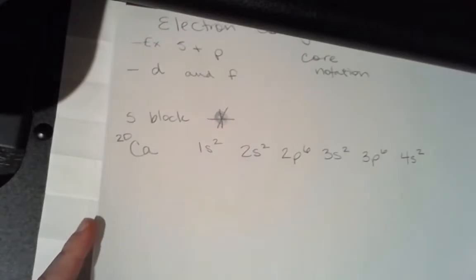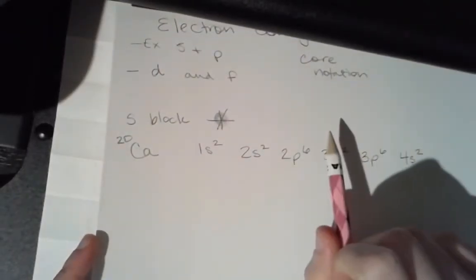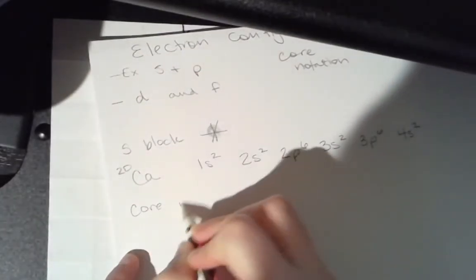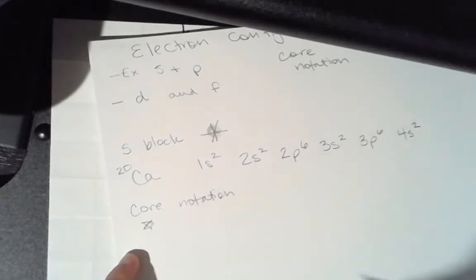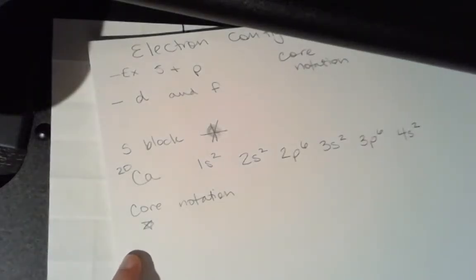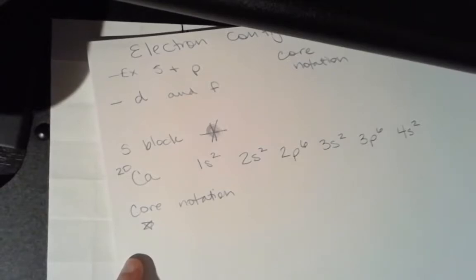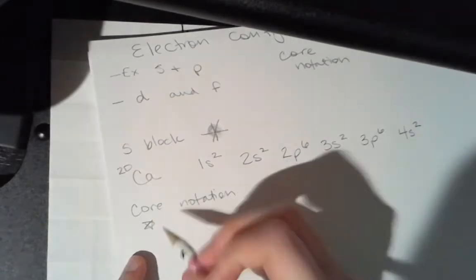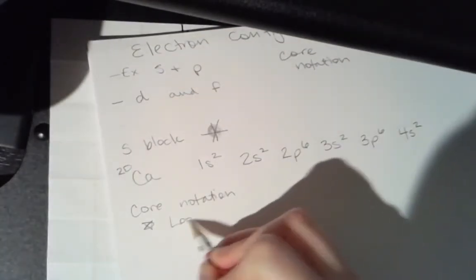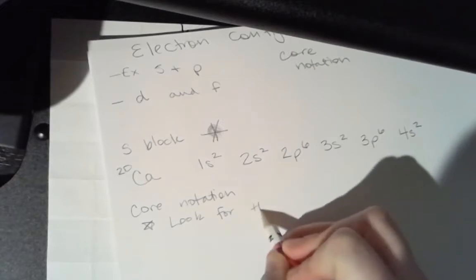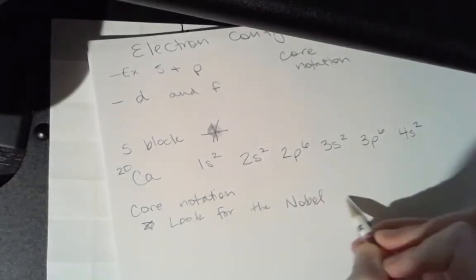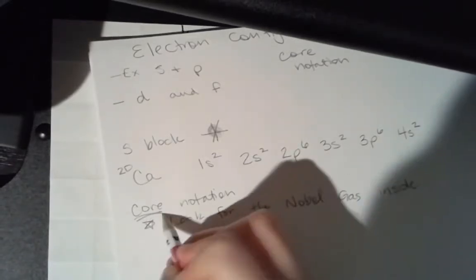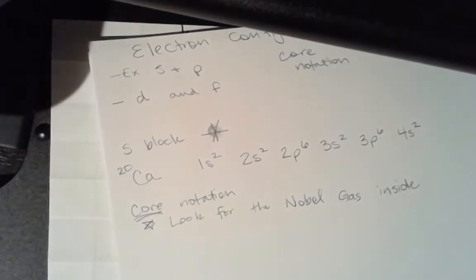Let's do some core notation. To do core notation, you're going to look for the noble gas inside this atom. If you're like, what's a noble gas? Okay, let's write that down and then we'll figure out what is a noble gas. So we're going to look for the noble gas inside. It's the core notation, right? So we're looking for the noble gas inside this atom.